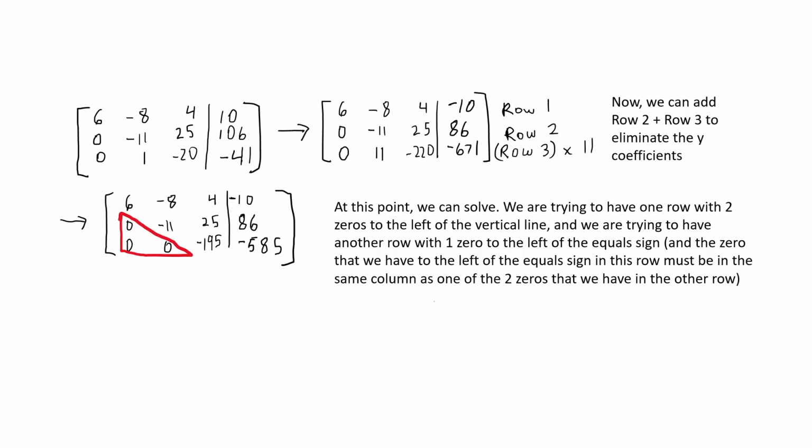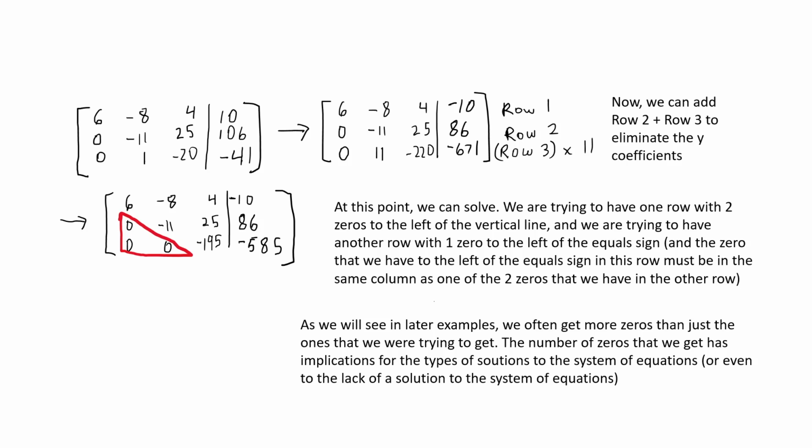We're trying to have one row with 2 zeros to the left of the vertical line, and we're trying to have another row with 1 zero to the left of the equal sign, and the zero should be in the same column as one of the 2 zeros from the previous one. So getting that triangle of zeros accomplishes the goal. Now, as we'll see in later examples, we're often going to get more zeros than just the ones we were trying to get, and the number of zeros that we get has implications for the types of solutions to the system of equations, or even sometimes to the lack of a solution to the system of equations. But like I've been saying a couple times, I usually aim to get the red triangle of zeros in that spot. It's just a bit of a habit with me.